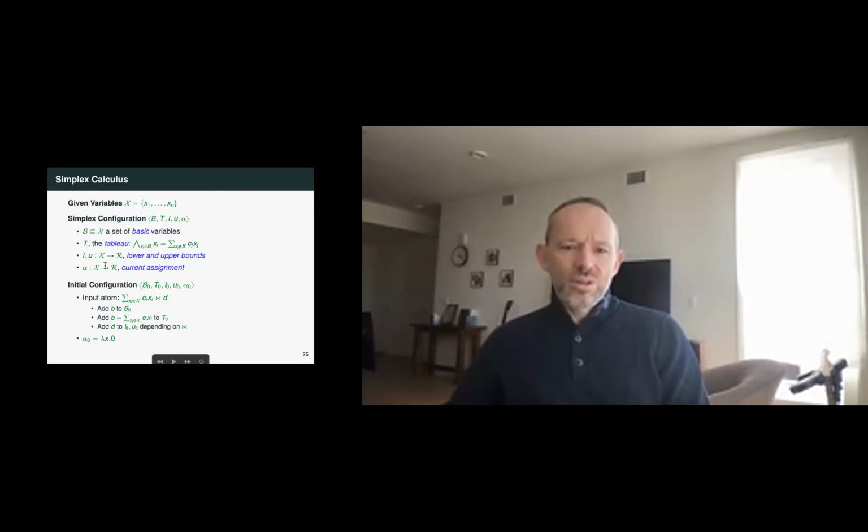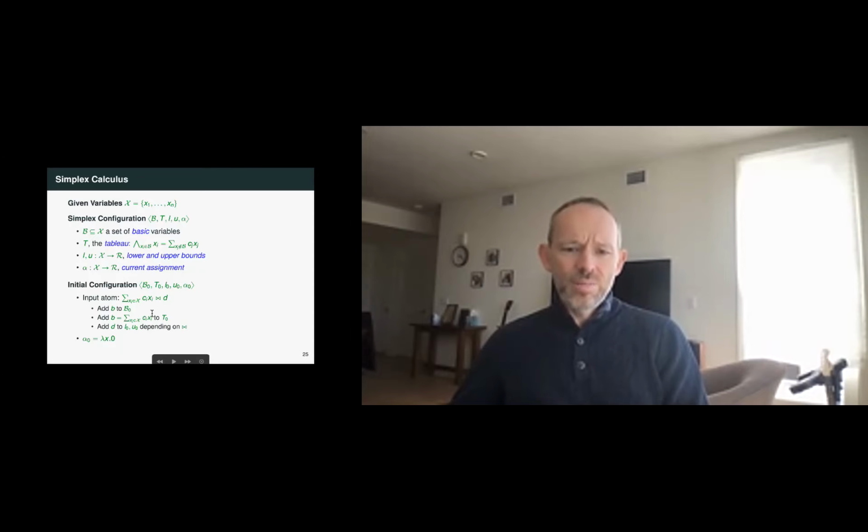All right, then for each variable you have lower and upper bounds, which could be infinity or negative infinity, but those are the bounds on the variables. And finally, alpha is a current assignment. This just tells you your best guess right now as to what the values of those variables should be. Okay, so this is your configuration, and the steps in the algorithm are going to modify this configuration.